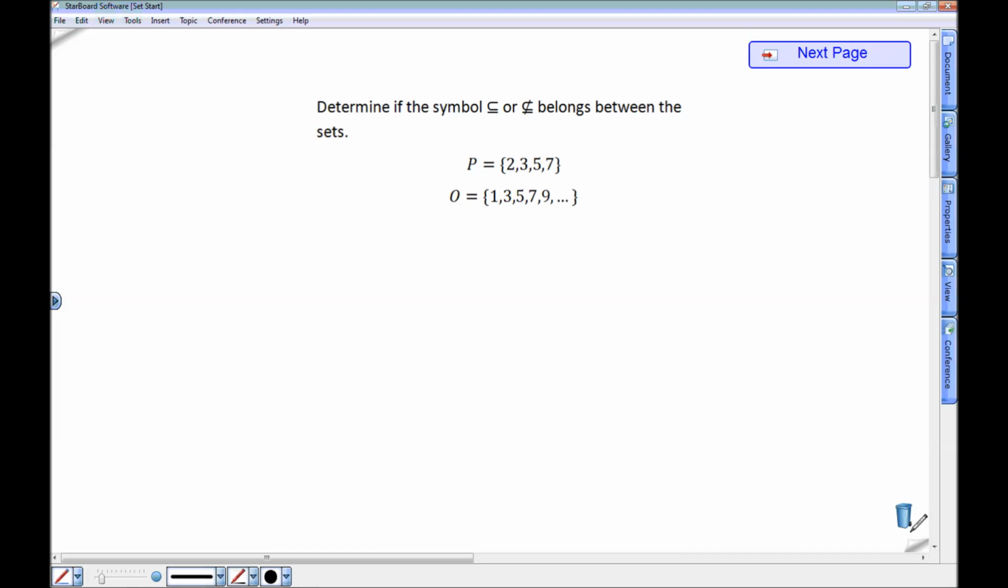All right, how about here? I've got the set P that has 2, 3, 5, 7, and then I have the set O, which is 1, 3, 5, 7, 9, and so on. I can see that this set O goes on forever, but again, I have to remember no one's trying to trick me by writing this set down this way. This set continues in the way that I think it should, with 11, 13, 15, 17, and so on. That means that 2 is not going to be found in that set. So since 2 is in P, but it's not in O, P is not a subset of O.